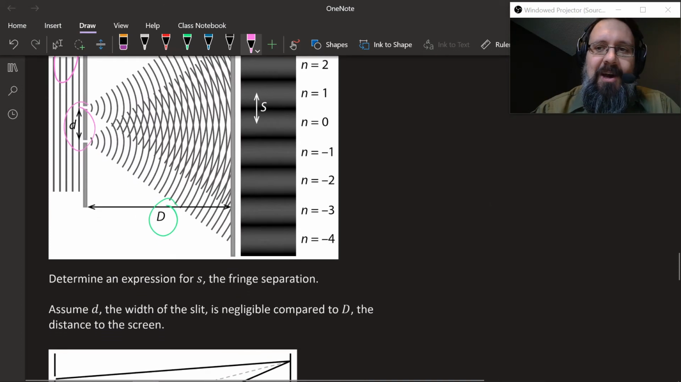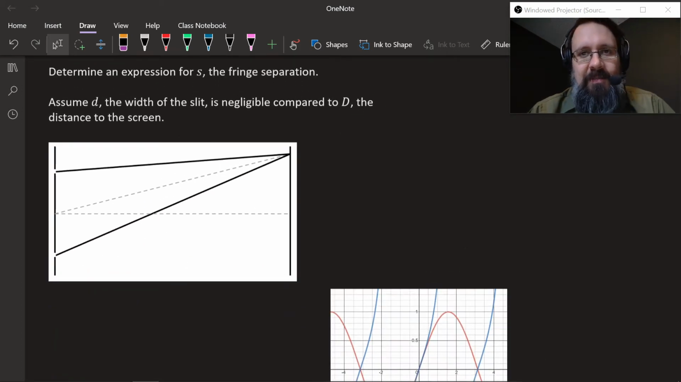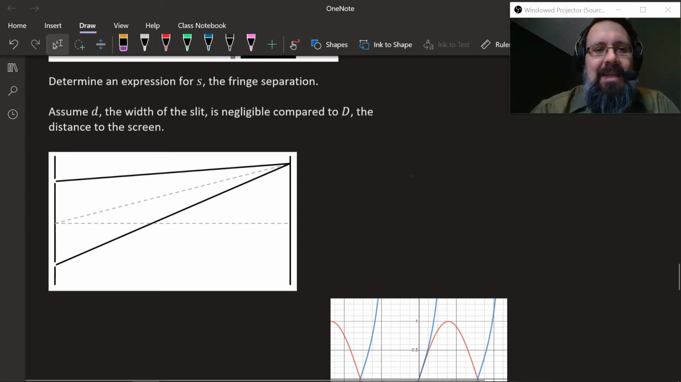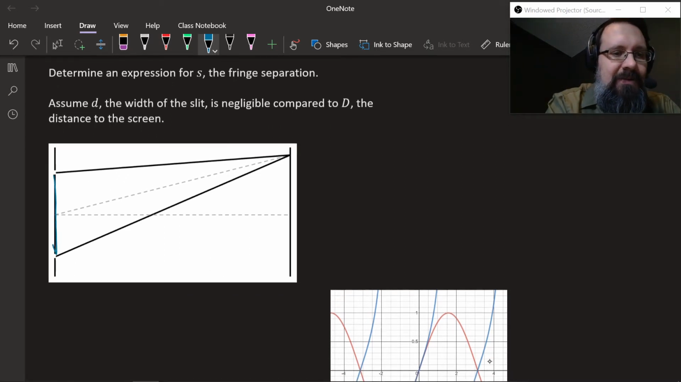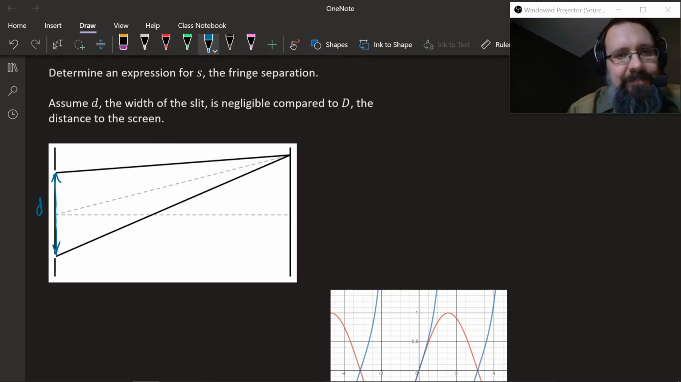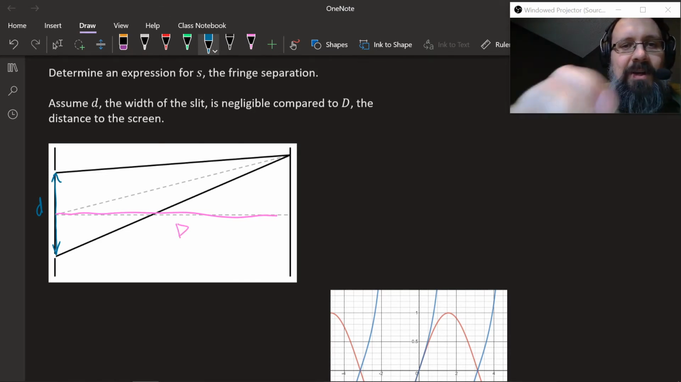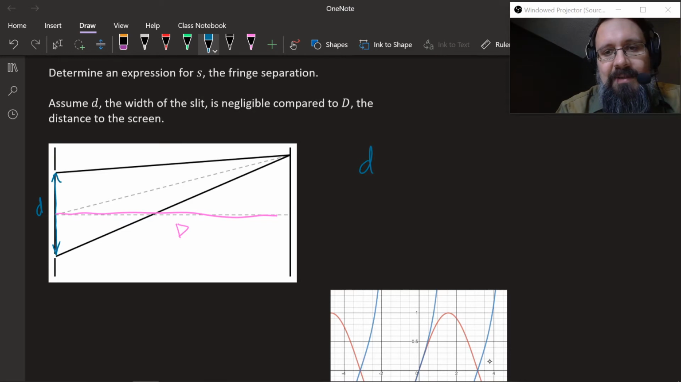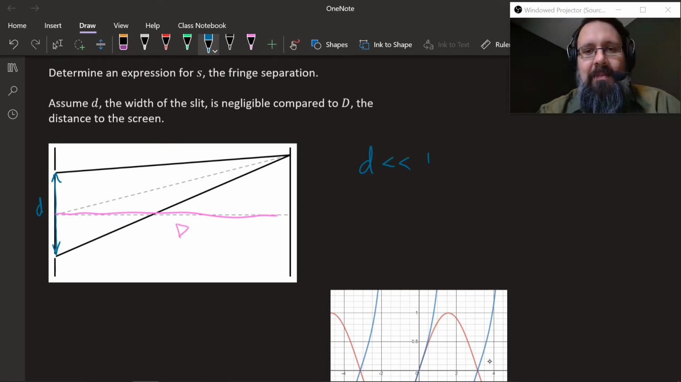This is a very complicated derivation, and the IB does want you to be familiar with it. Of course, you don't have to recreate the derivation, but they do want me to show it to you. One of the big assumptions we're going to make is that the distance between the two slits, these are supposed to be the two slits, is negligibly small compared to capital D, the distance to the screen. The distance to the screen is right there, that's going to be capital D. So we are going to say that little d is much, much smaller than big D.